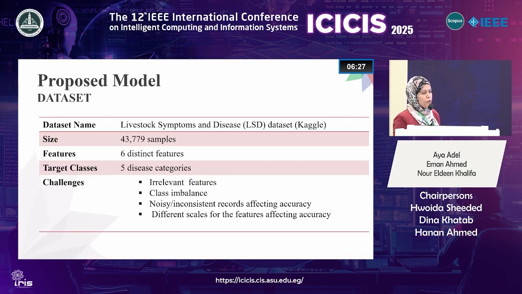Our proposed model. Firstly, we must discuss the dataset, named livestock sample and diseases dataset. It is downloaded from the Kaggle website. It has 43,779 samples. Each sample has 6 distinct features, and it can belong to 1 of 5 diseases. This dataset has many challenges like irrelevant features, class imbalance, noise, and different scales for features, and these challenges may affect the accuracy of the model.